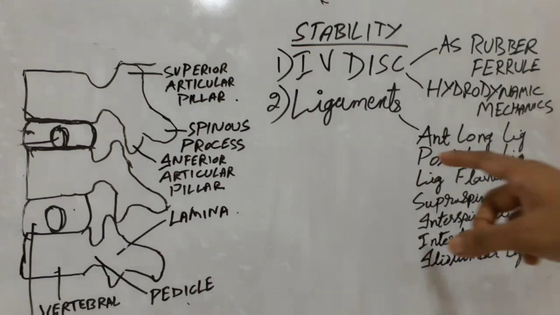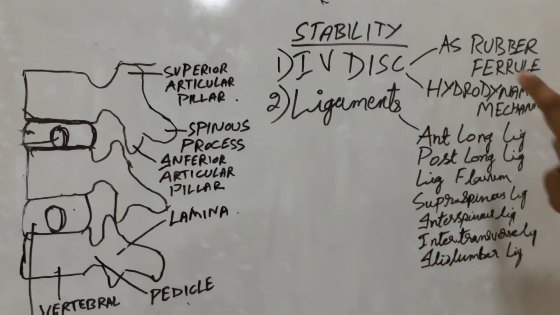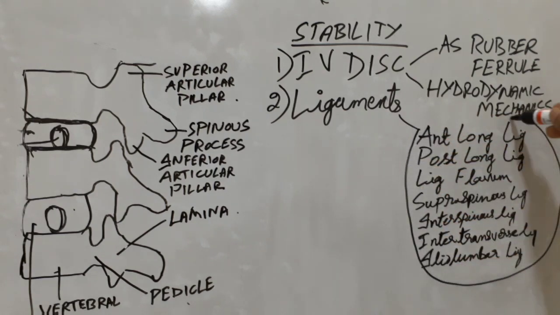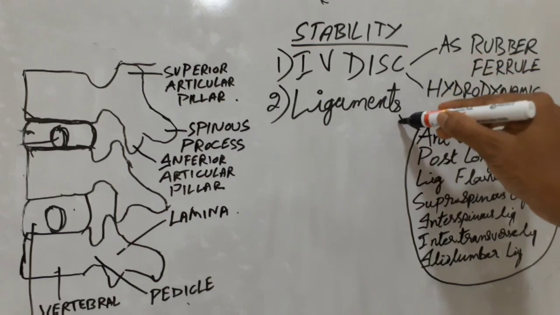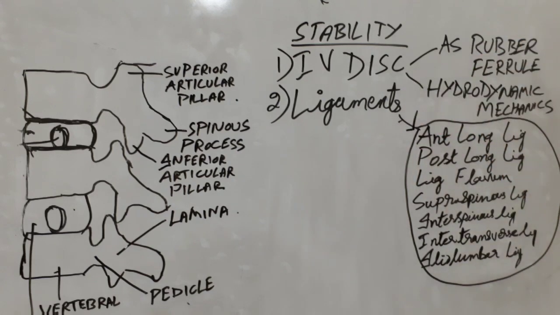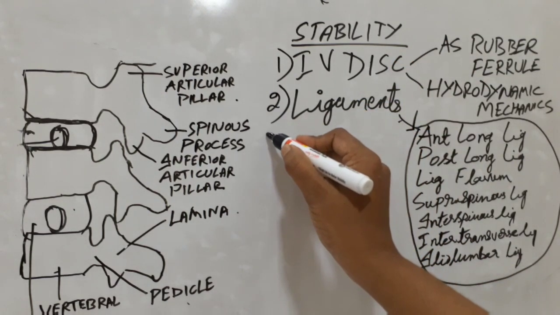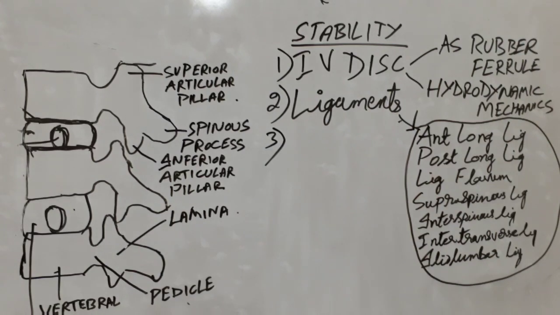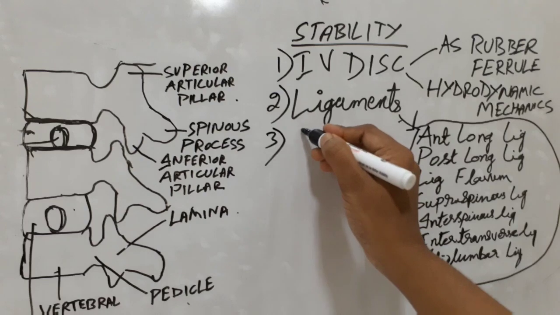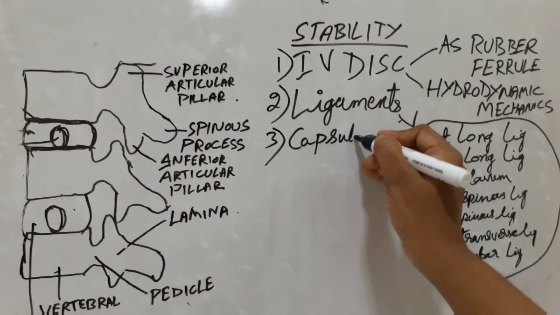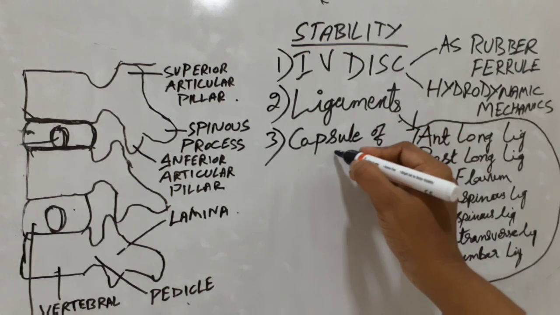About ligaments, in the next class I will be telling you in detail. So just for now you remember, this is one of the most important stabilizing factors. So next is the third stabilizing factor. So what is the third stabilizing factor? Capsule of the facet joint.